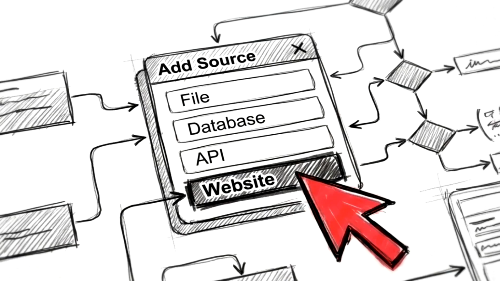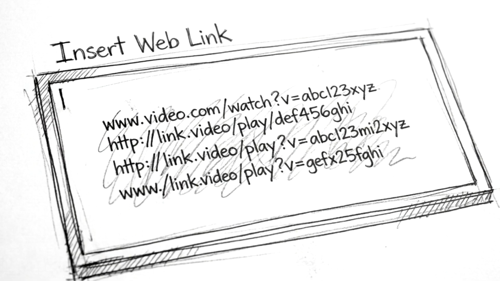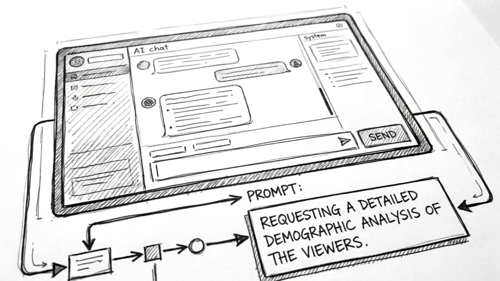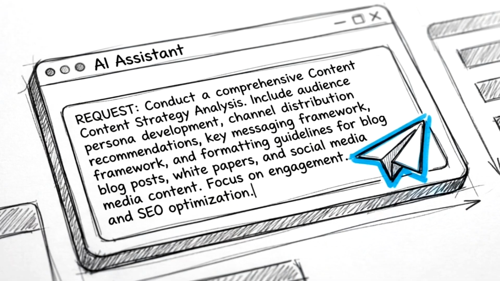Click Add Source and select Website. Paste your clipboard of YouTube links directly into the box. The AI will now begin reading the video metadata to understand the context of the channel. Use the chat box to prompt the AI. Ask it to define the target audience, identify the most common educational hooks, and outline the specific script structure these videos use to maintain retention.